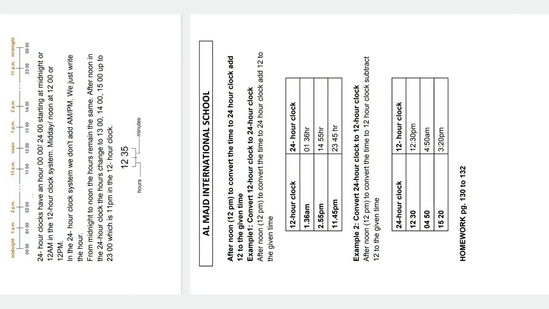Okay girls, I'll be explaining the second example now, that is convert 24-hour clock to 12-hour clock. Alright, afternoon, after 12 PM, to convert the time to 12-hour clock, subtract 12 from the given time. So after 12 PM, that means from 1 PM onwards, any time that has been given to you, you will subtract 12. Okay, so now see, 12:30.